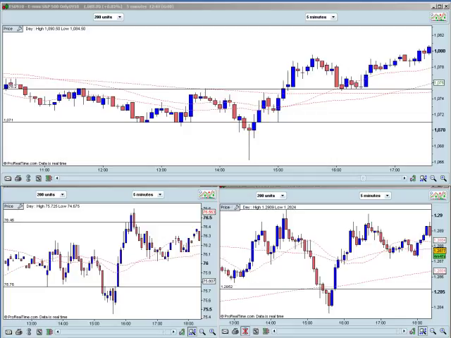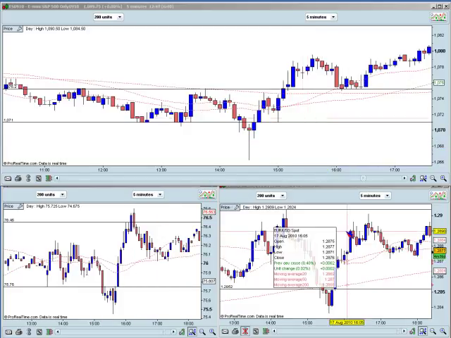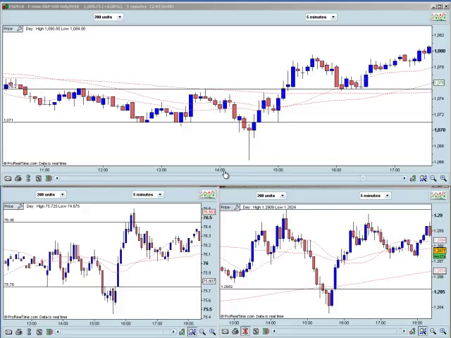If you have a look at my charts here, I've got the S&P on the top. This is yesterday's session, okay? I've got oil on the bottom left and I've got euro dollar bottom right. So let's just talk through what happened yesterday. First of all, the first part of the session, stocks were in a very tight range going into the 130 economic data.